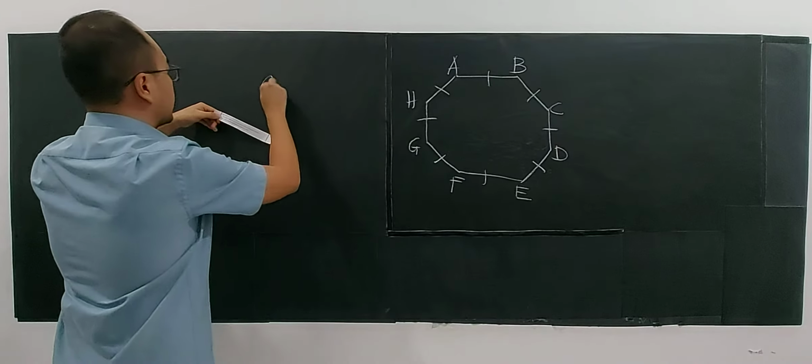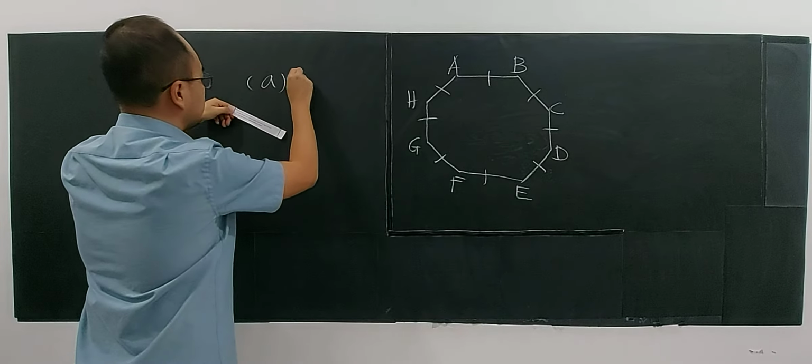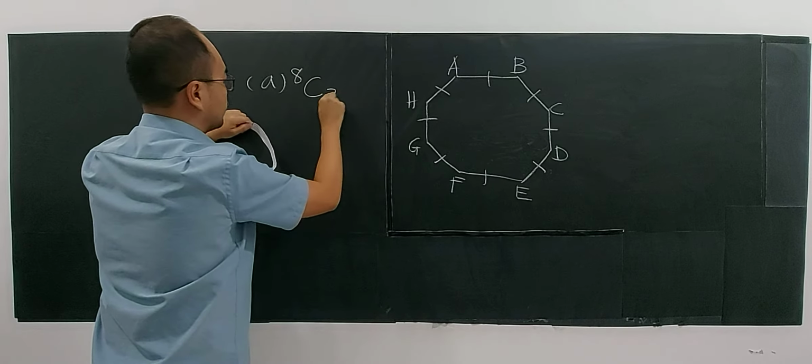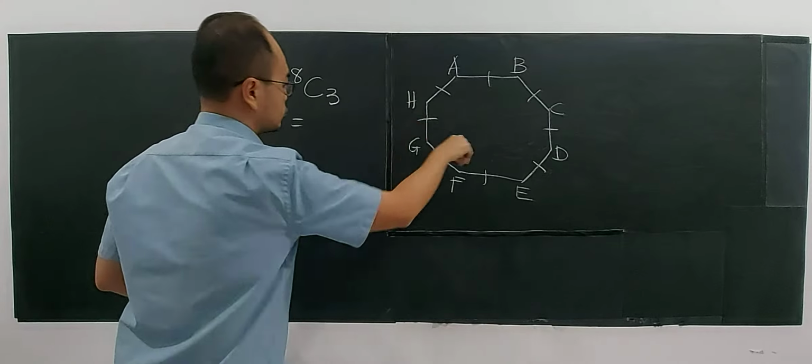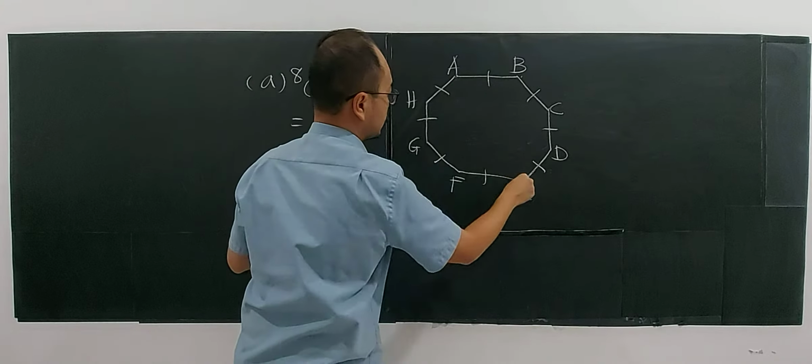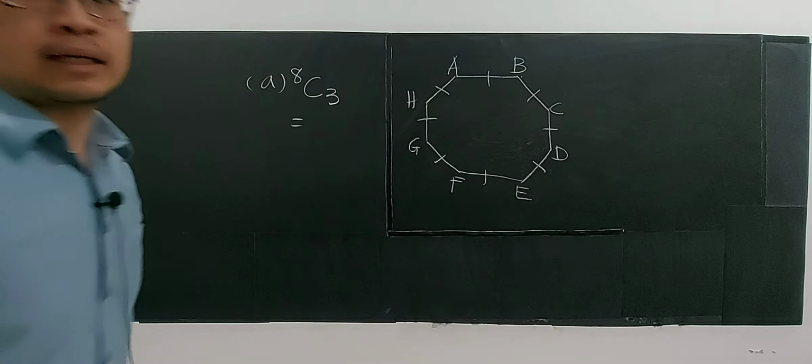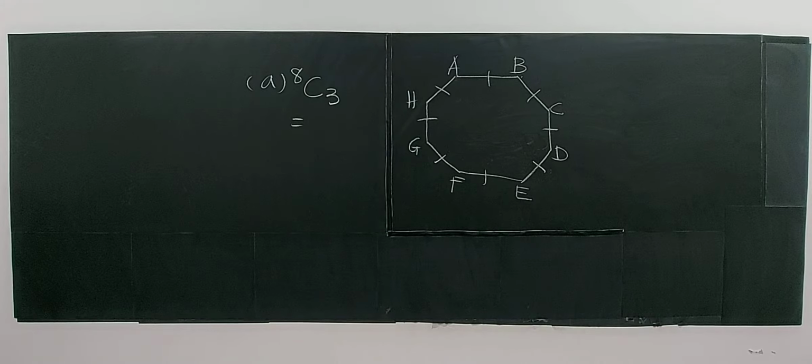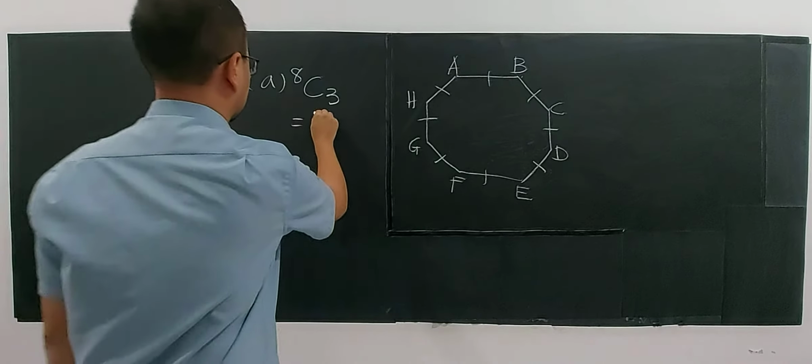So, very simple: any 3 of the 8 vertices can form a triangle. This one and this one, you can form a triangle. Let's calculate how many triangles. In total there are 56. Quite many.